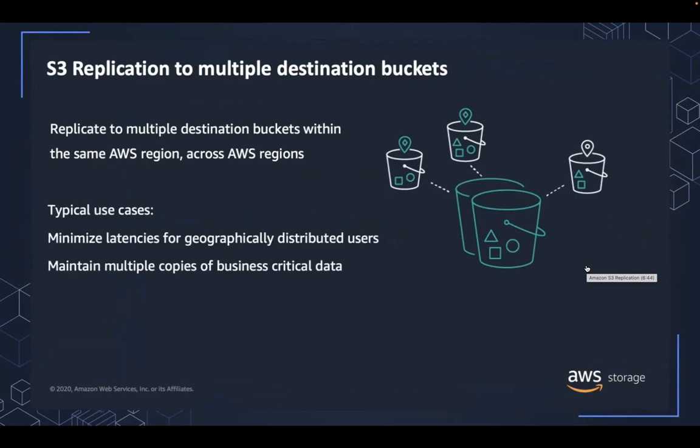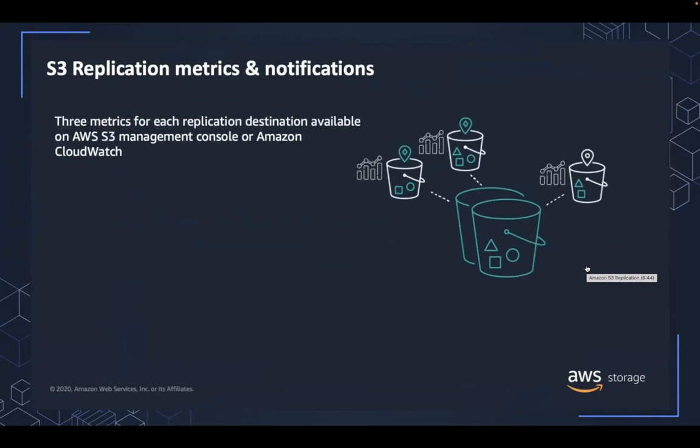This ability to replicate to multiple destinations is unique, and it's really good for customers that have geographically distributed users and want to minimize latencies for data access. Let's talk about S3 replication metrics and notifications. Now you can enable per destination level metrics and notifications for each replication rule without turning on S3 RTC.